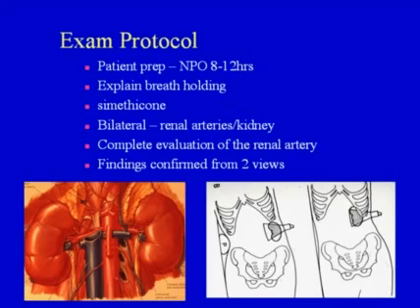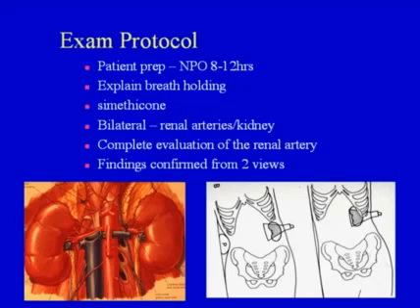You should always do a bilateral exam, renal arteries and kidney. So a complete evaluation of the renal arteries is all the way from the ostium off of the aorta to the renal hilum. And if you find any abnormality of the renal artery, it should be confirmed from 2 views.